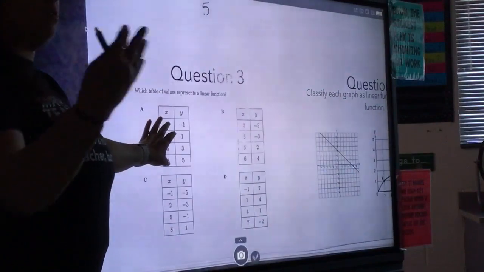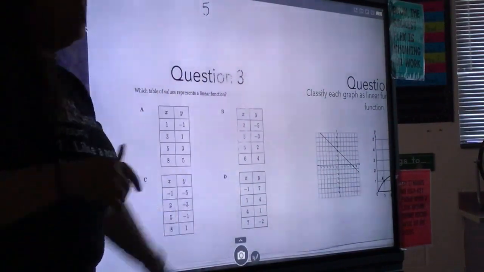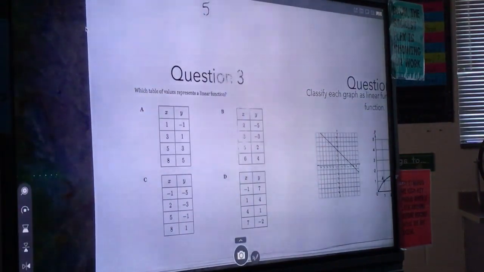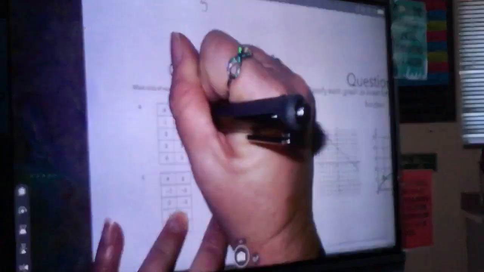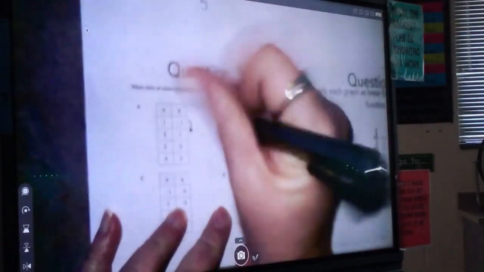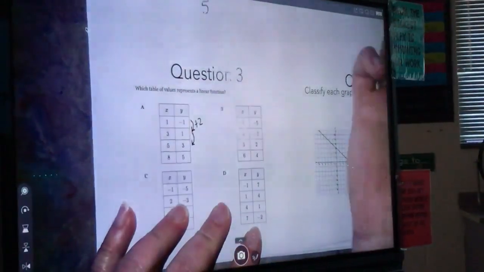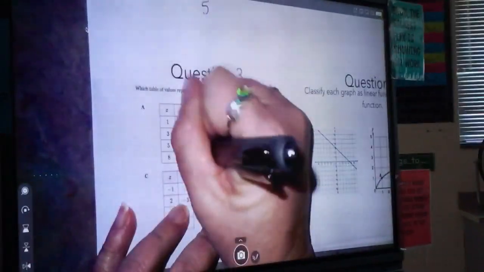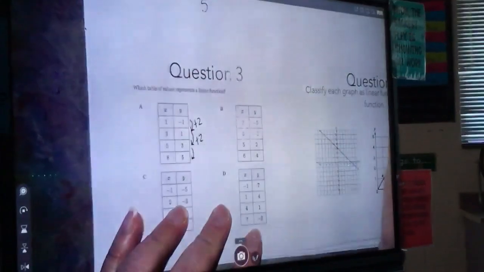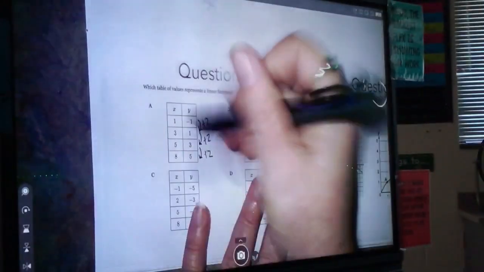Because we can find the slope formula on all of these, right? But what do we have to then figure out? Does the table follow the slope formula? So like this one, how do I go from negative 1 to positive 1? Plus 2. So then I go from 1 to 3, what do I do? Plus 2. And then from 3 to 5? Plus 2. All right, so that's probably going to be the one that works.